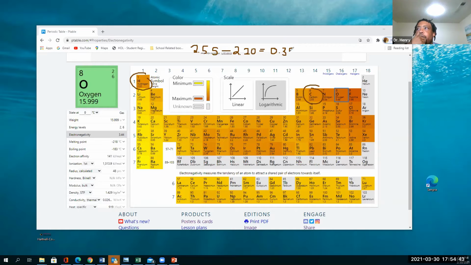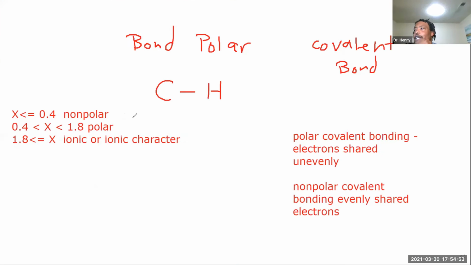Okay. So where does that fall into our scale? Let's go to our scale. Well, it falls into the nonpolar. That's right. So it would be considered a nonpolar bond. Okay.